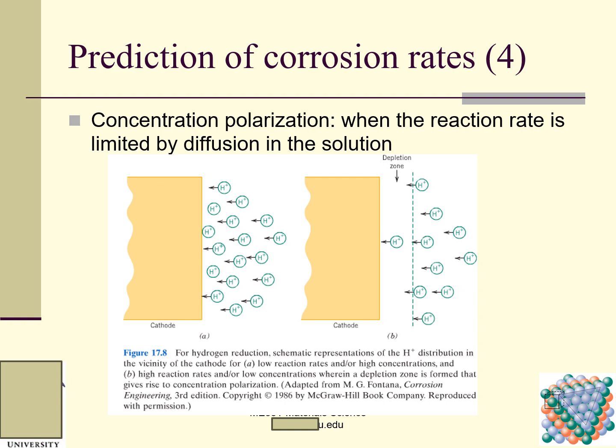So here, low reaction rate and high concentration. Here, high reaction rate, and you can see the depletion zone. So these are hydrogen ions, and they change to hydrogen atoms very quickly. This is a high reaction rate or low concentration, wherein a depletion zone is formed. That gives rise to concentration polarization. This is called concentration polarization. Questions so far?